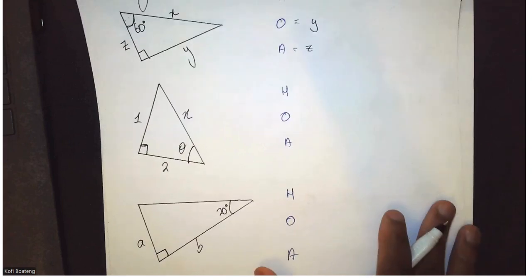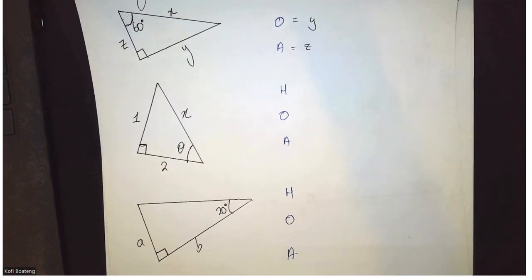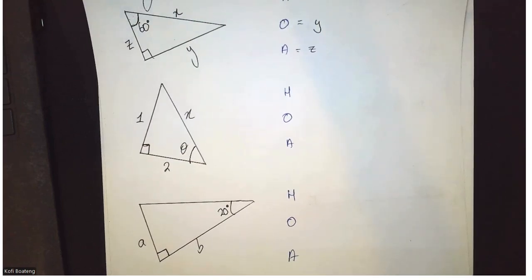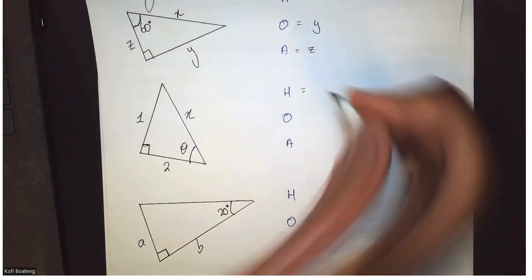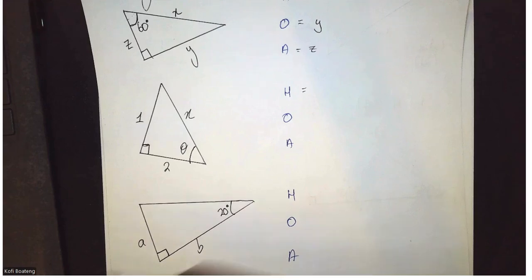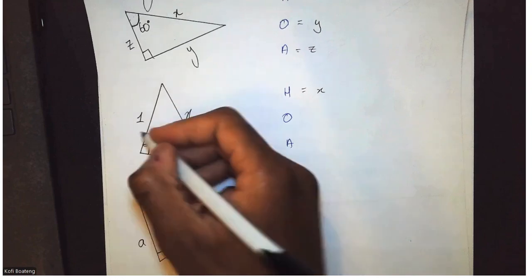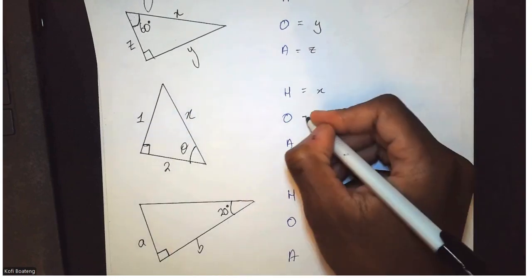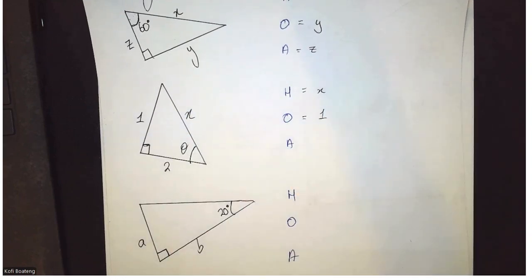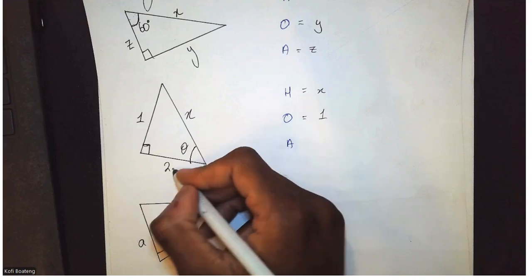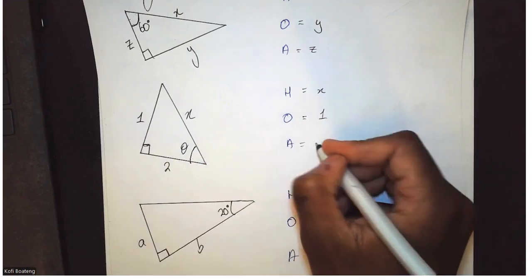Feel free to pause and try these 2 questions here. So I'm just going to go over it here. The hypotenuse in this example is x because it's the side opposite the right angle. Our angle of interest this time is theta, and the opposite side to theta is therefore 1. And our adjacent in this example is the side next to theta, and that side is 2.